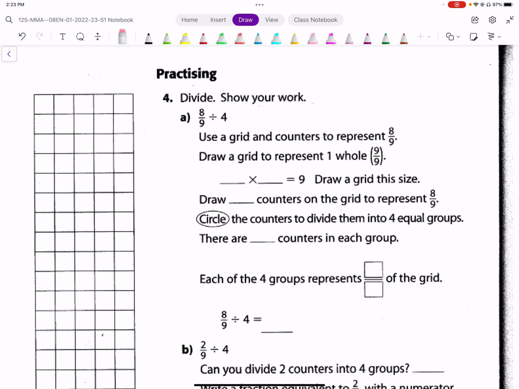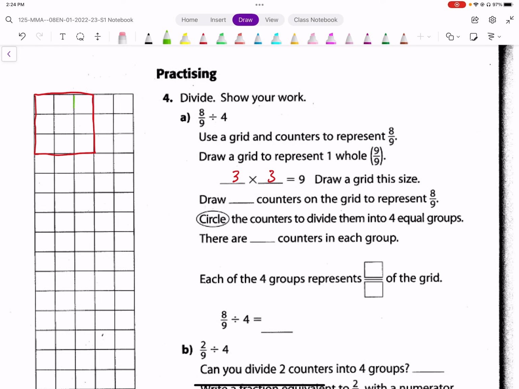Okay, so we're going to use a grid to represent an 8 over 9 fraction. So I'm just going to do my numerator. My denominator is 9, so I'm going to show a 3 by 3 grid, which gives me 9 parts whole. And then I want to shade 8 over 9.